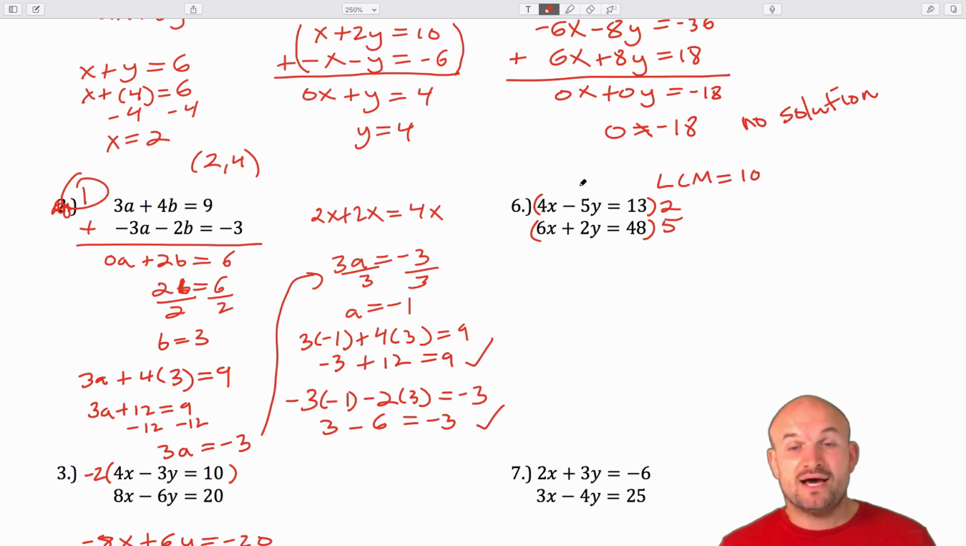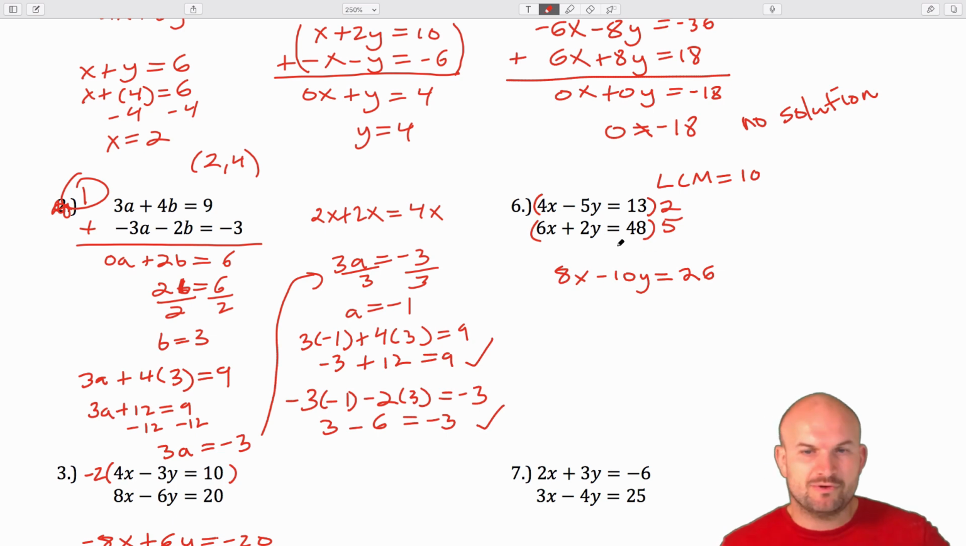Now we have to multiply each equation by all of these numbers. That's why it's a lot of work, and a lot of people just don't like doing it, right? It's a lot of multiplying. But I want you guys to see that I multiplied that 2 times every single term inside the top equation. And then I'm going to multiply this term by everything in the bottom equation.